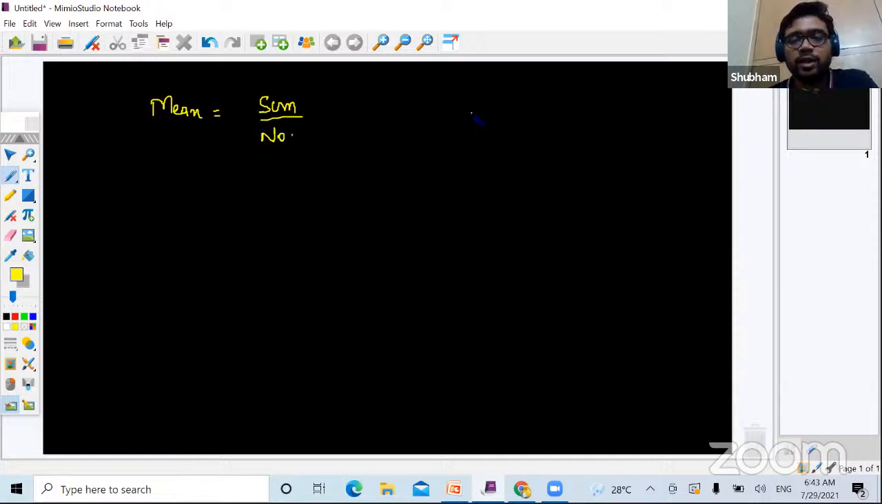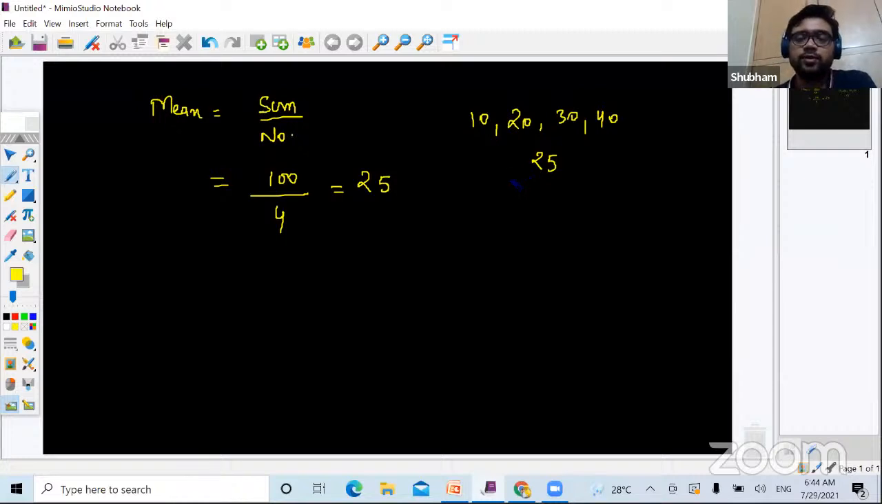For example, we have got four values, 10, 20, 30, and 40. If we have to find out the mean of these four values, we have to add all these numbers. If you add all these numbers, 10, 20, 30, and 40, it comes out to be 100. 100 divided by 4, it comes out to be 25. Okay, so 25 is the arithmetic mean of these four numbers.